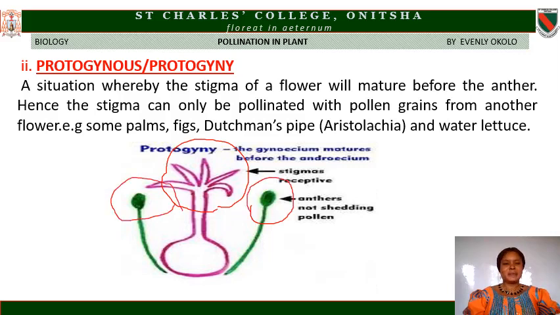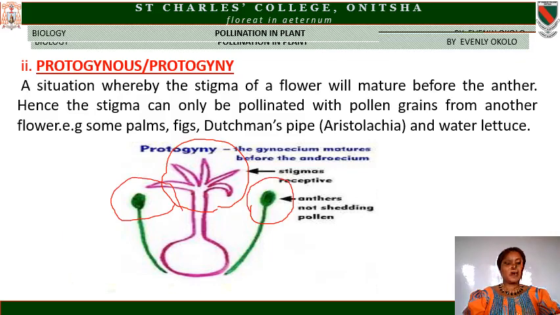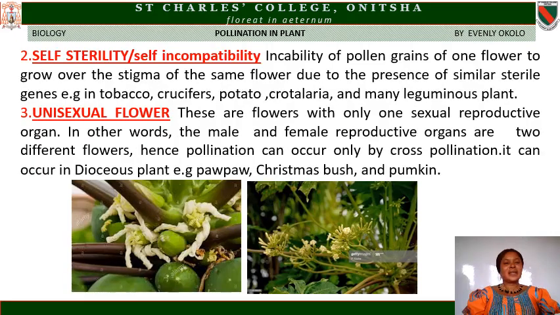Another one is self-sterility or self-incompatibility. It is the incapability of pollen grains of one flower to grow over the stigma of the same flower due to the presence of similar sterilized genes. Examples are tobacco plants, crucifers, potato, crotalaria, and many leguminous plants.